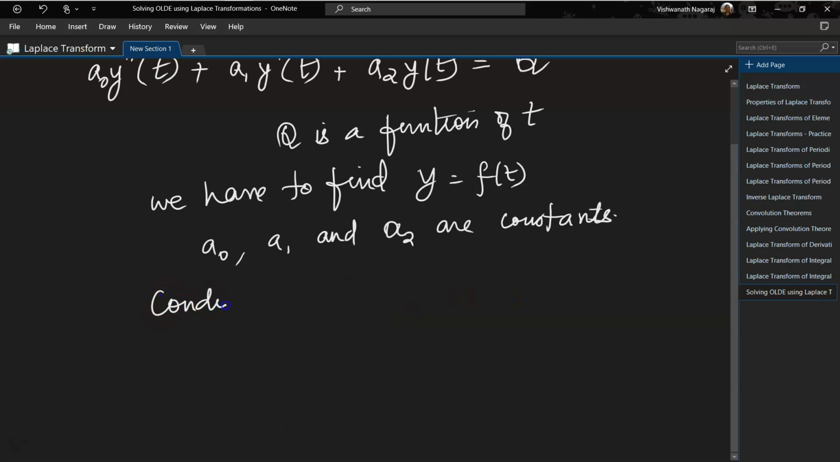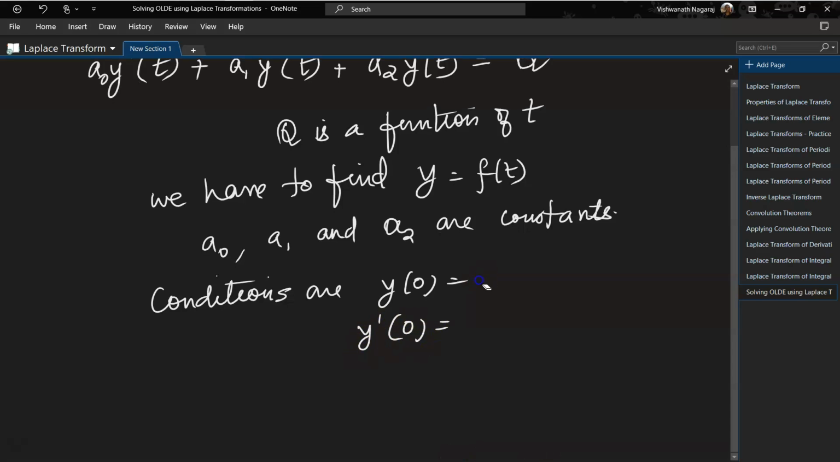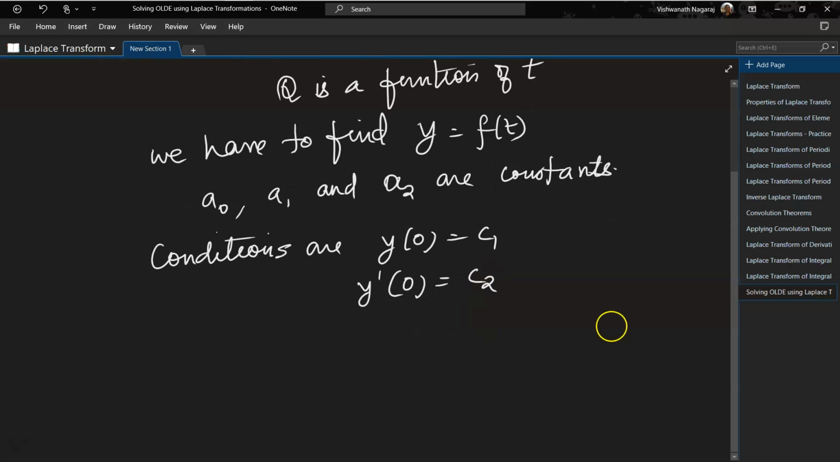And the conditions given are y of 0 is equal to c1 and y prime of 0 is equal to c2, let's say. It could be anything. Okay, let's see how we can go about solving this. Let's start with the statement itself.